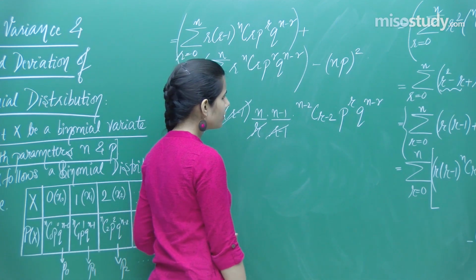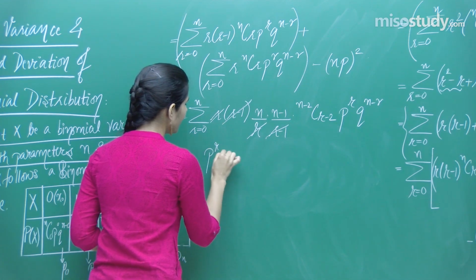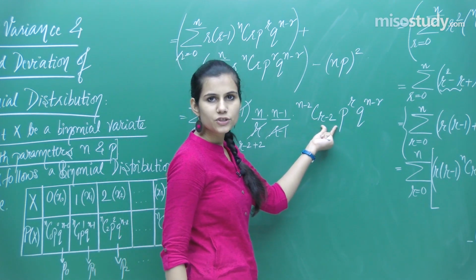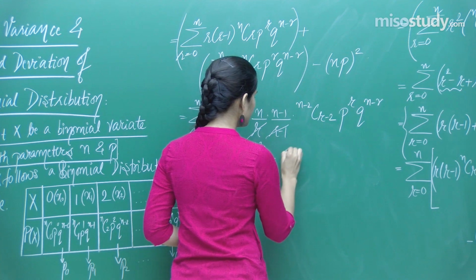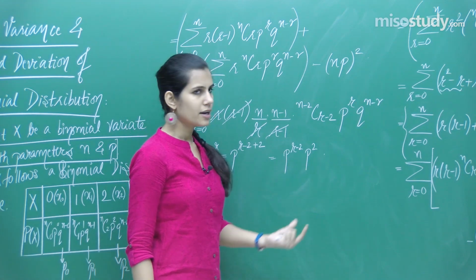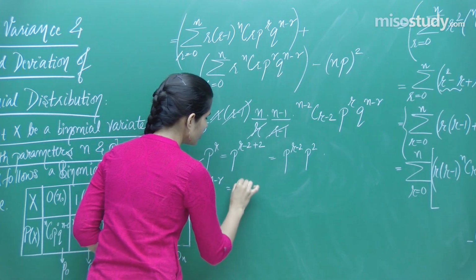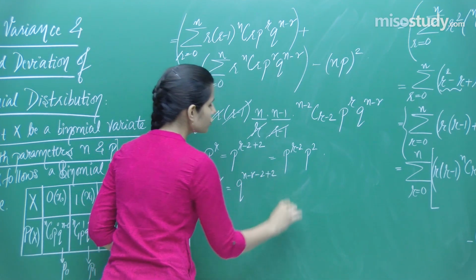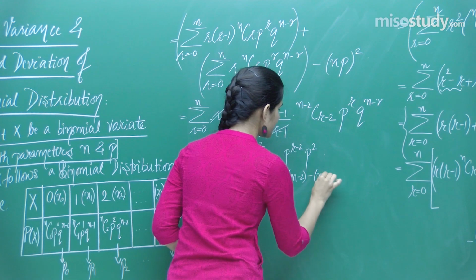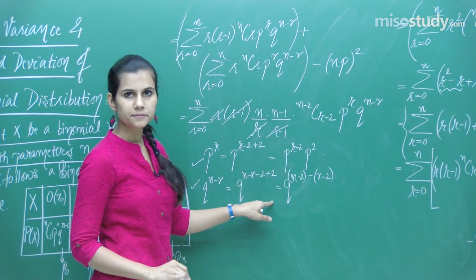Now let's try to understand a few things before I write anything further. First of all, p to the power r can be written as p to the power r minus 2 plus 2. Why 2? Because I am having r minus 2 over here already. So I can write p to the power r as p to the power r minus 2 into p square. Q to the power n minus r can be written as q to the power n minus r minus 2 plus 2, which can be written as q to the power n minus 2 minus r minus 2. So I can write q to the power n minus r alternatively like this.